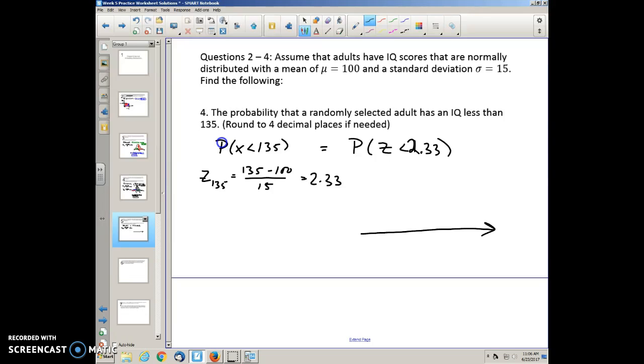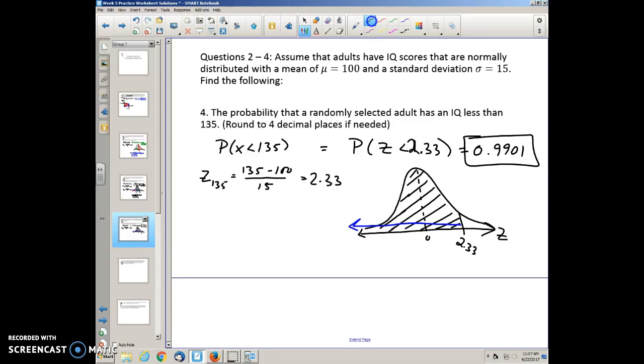If we draw a picture of it, here's 0. 2.33 would be a little bit farther out. We want the area to the left. In this case, using the table, you're simply just going to use the number on the table associated with 2.33 because that area is going to give you the area to the left of 2.33. So using the number straight off the table, you will get 0.9901. Or in other words, 99.01% of randomly selected adults have an IQ less than 135.